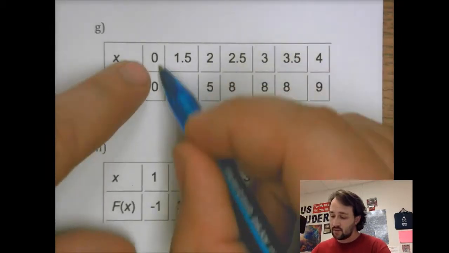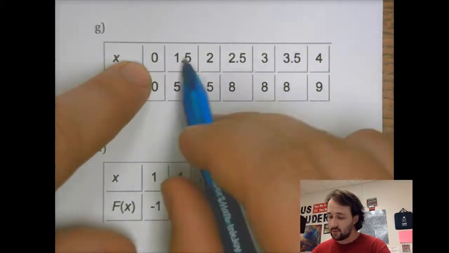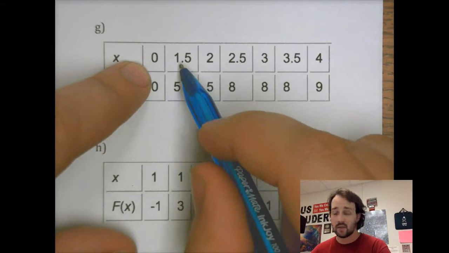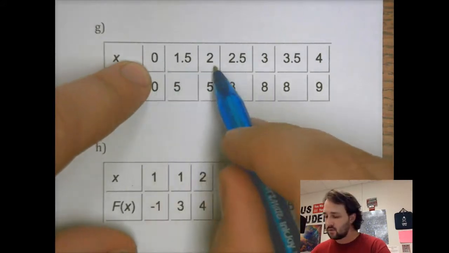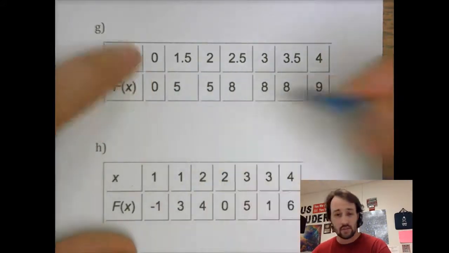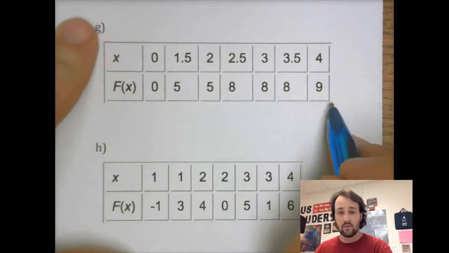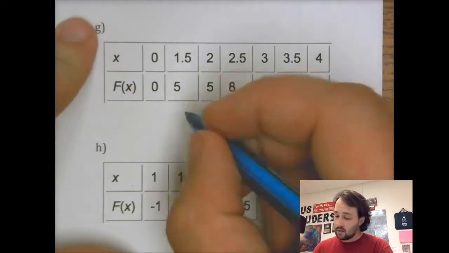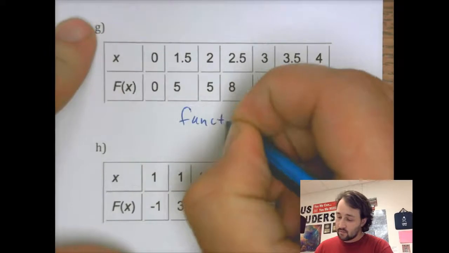So here, if I have 0, it's 0. There's no other x values. I'm really just mainly looking for repeating x values. 0, 1.5, 2, 2.5, 3, 3.5, 4. They're all different. It doesn't matter what the y values do, whether they're the same or not. So this is a function.